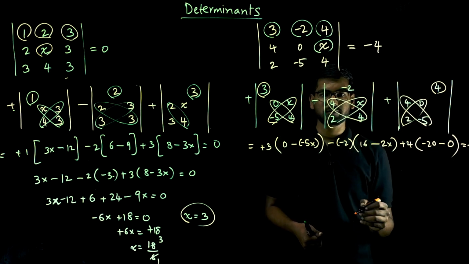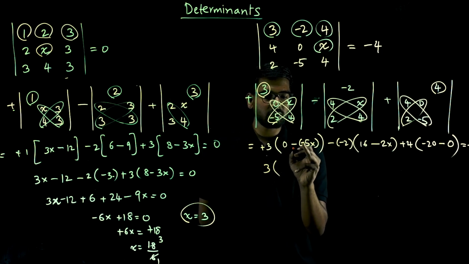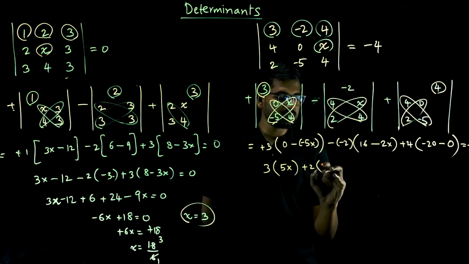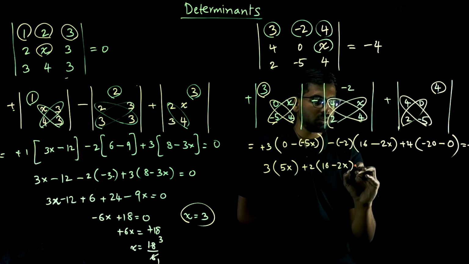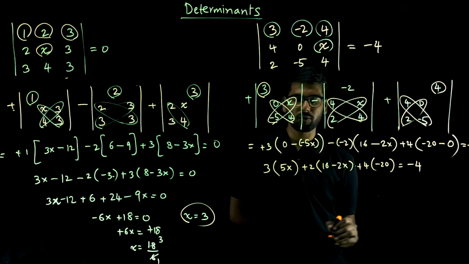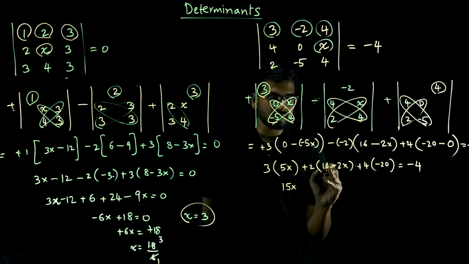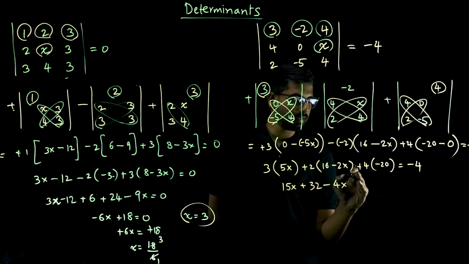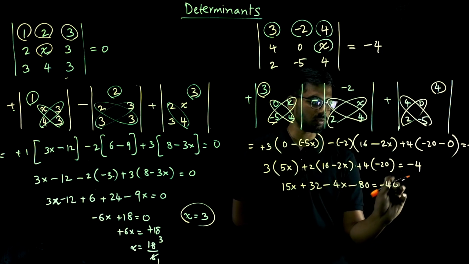Minus 4. Okay. So 3, 0 minus into minus plus 5x, minus into minus plus 2, 16 minus 2x plus 4 minus 20 minus 0 is minus 20. This is equal to minus 4. 3 into 5 is 15x, plus 2 into 16 is plus 32. Plus into minus 2 into 2 is 4x, plus into minus 4 into 20 is 80, is equal to minus 4.